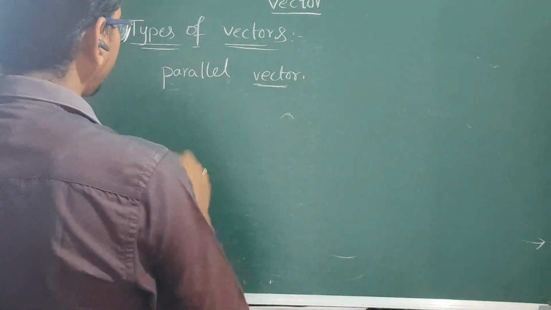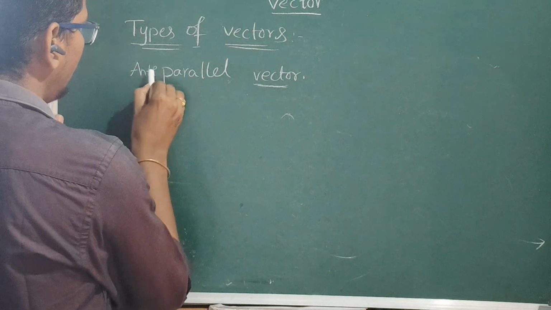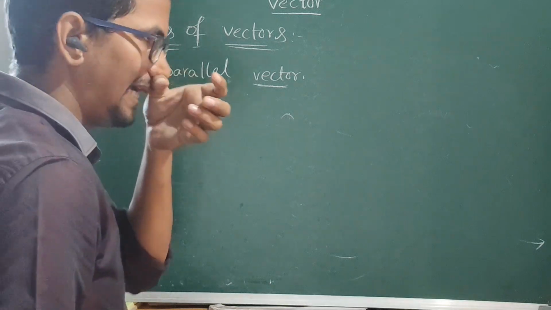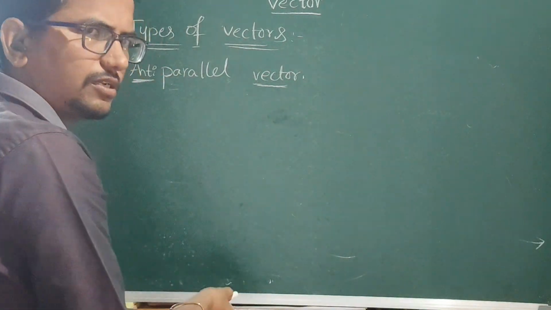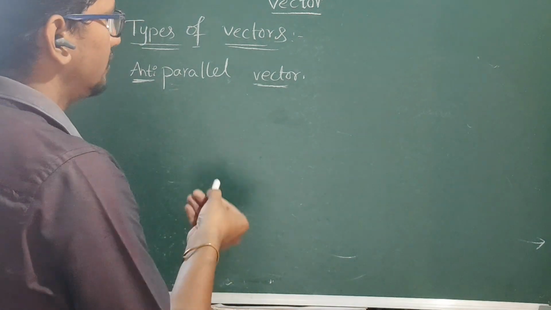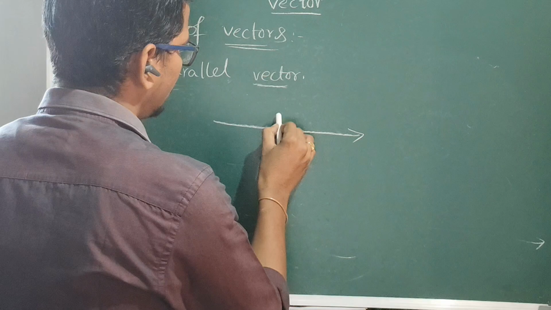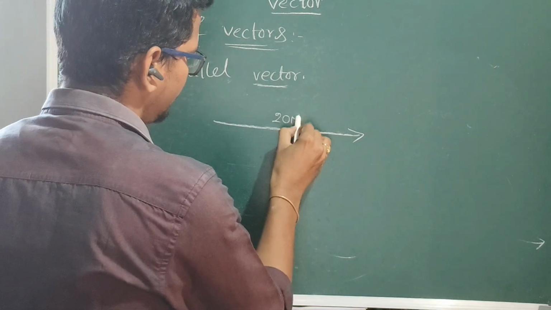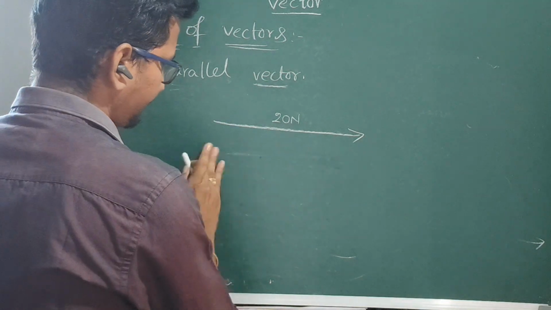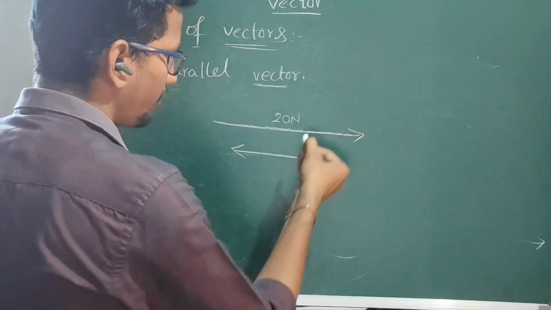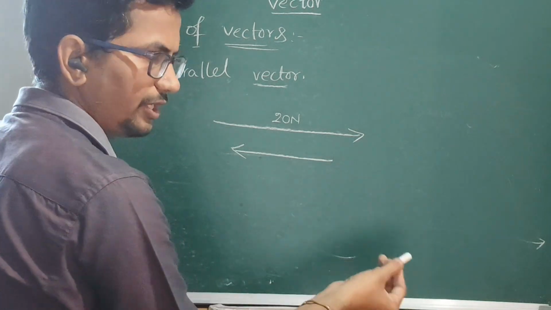anti-parallel vector, or unlike vectors. Anti-parallel means it is the opposite way. For example, same physical quantity, but they are anti-parallel. For example, take the quantity here, 20 newtons force, that is the best example. Anti-parallel means in the opposite direction. Its magnitude may or may not be equal.